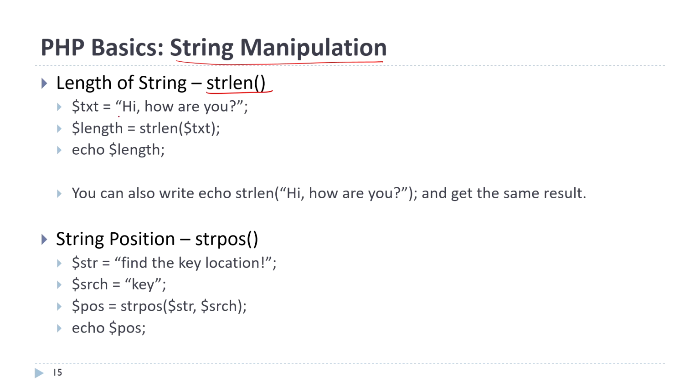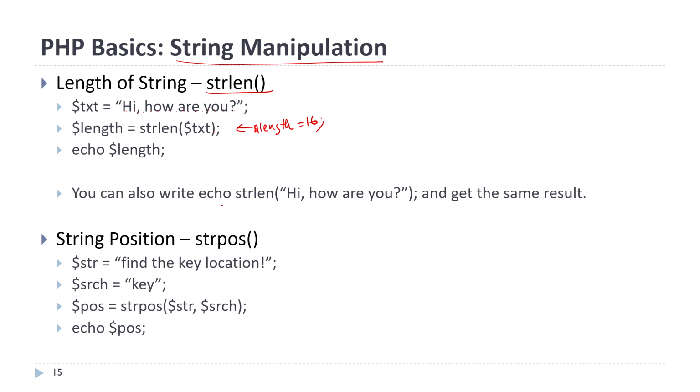So, if you have a variable called $text equal to "hi, how are you", and then $length is equal to strlen($text). What it does is it takes this text and counts 1, 2, 3, 4, 5, 6, 7, 8, 9, 10, 11, 12, 13, 14, 15, 16. It even counts the blank space also, and it says, okay, I counted 16, and that value of length gets stored as 16. So, $length will be equal to 16, and then echo $length. So, it will print the value 16.